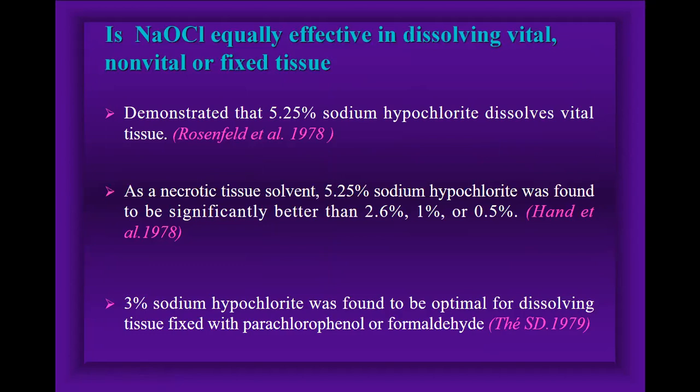Is sodium hypochlorite equally effective in dissolving vital, non-vital, or fixed tissue? Rosenfeld et al. in 1978 demonstrated that 5.25% sodium hypochlorite dissolves vital tissues. Hand et al. in 1978 demonstrated that as a necrotic tissue solvent, 5.25% sodium hypochlorite was found to be significantly better than 2.6%, 1%, or 0.5%. 3% sodium hypochlorite was found to be optimal for dissolving tissue fixed with parachlorophenol or formaldehyde.